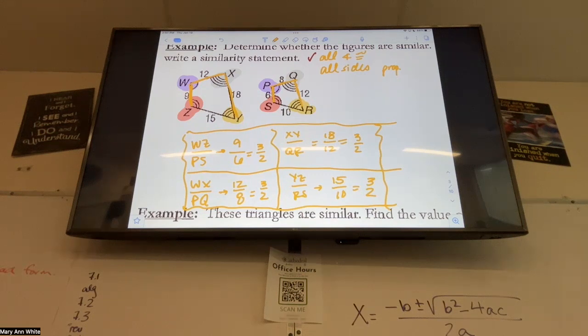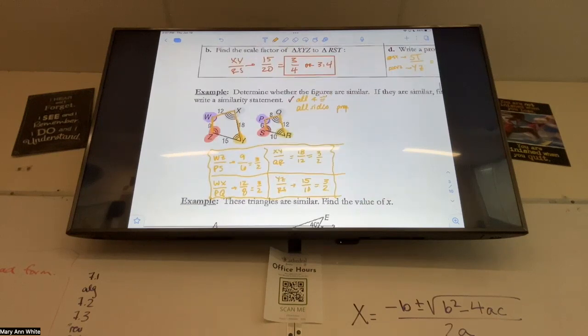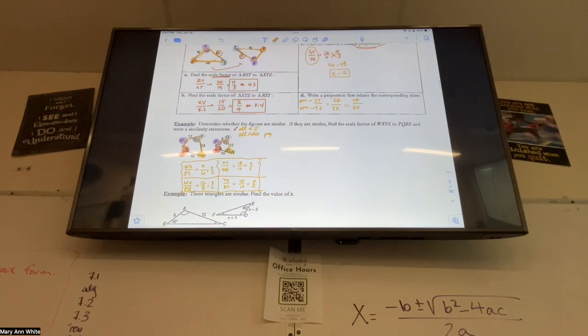And like we kind of mentioned about halfway through, we said, oh, this must be the scale factor. Is it the right scale factor? Is it the scale factor from WXYZ to PQRS? Good. I kind of intentionally did that. I made us start from left to right so we didn't have to do more work later. So I'm going to say yes, because both of those things are true. Yes, these are similar shapes. My scale factor is 3 over 2. And the last thing it says is write a similarity statement.